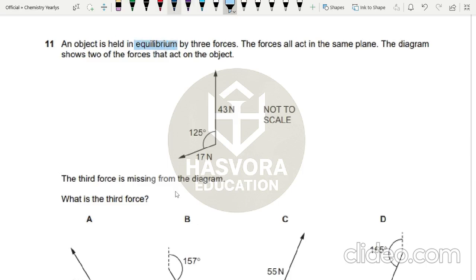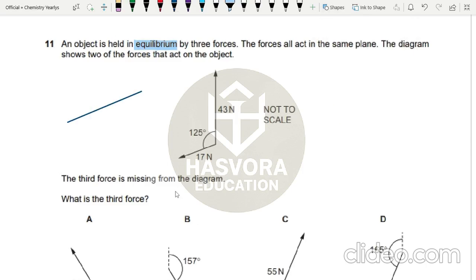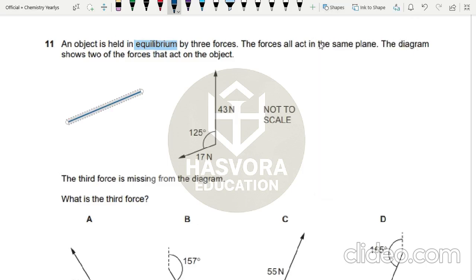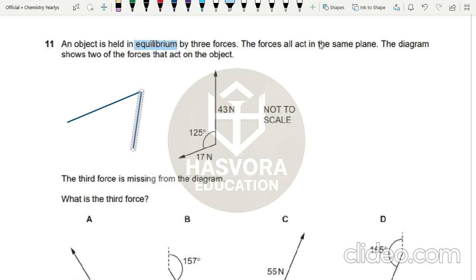This is equilibrium, and we know that the vector triangle always forms like the equilibrium triangle, which is always like this. Let me just draw it. So this is how an equilibrium triangle looks like.